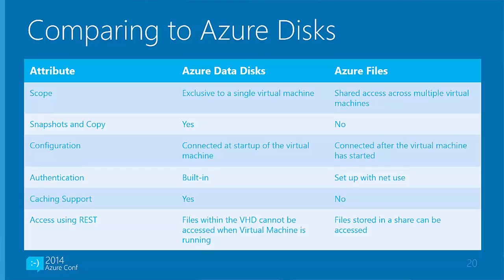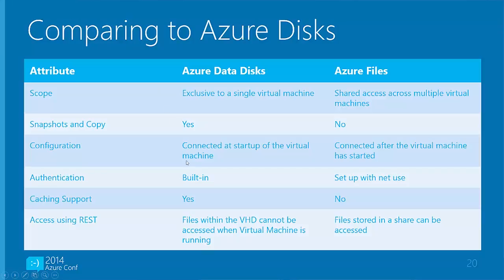Azure Disks support snapshots and copy, while Azure Files do not support this yet. If we look at configuration, our data disk is connected at startup of the virtual machine. So this is handled by the Fabric controller, and this is something we typically set up in the portal or through PowerShell. While Azure Files, it is something you would do once the OS has booted. So it will be up to you, by using PowerShell, the command line, or anything else, to connect to a share and create a mapped drive.